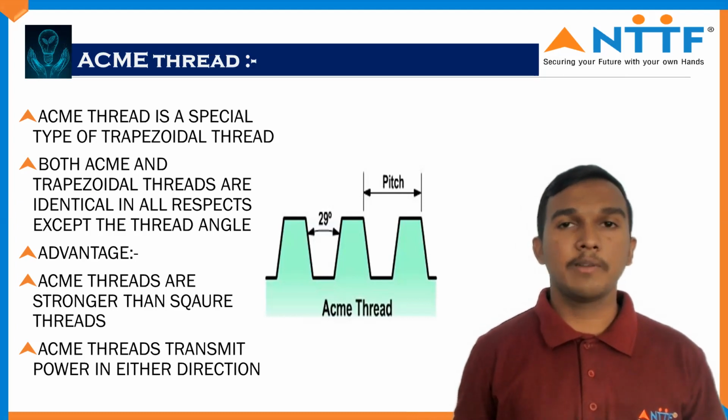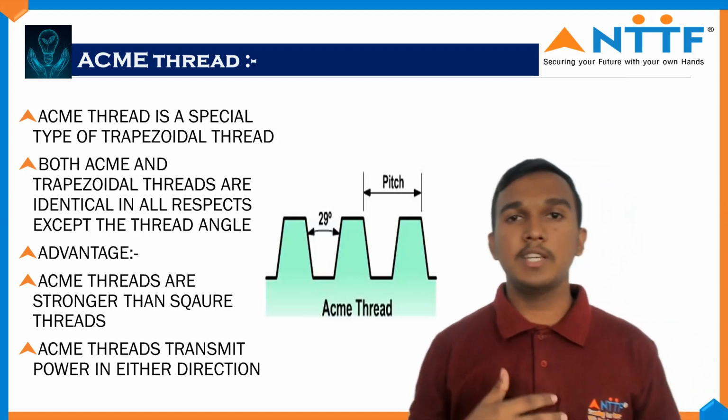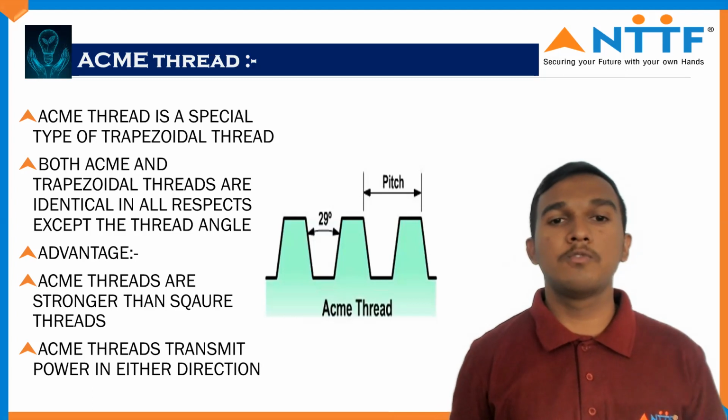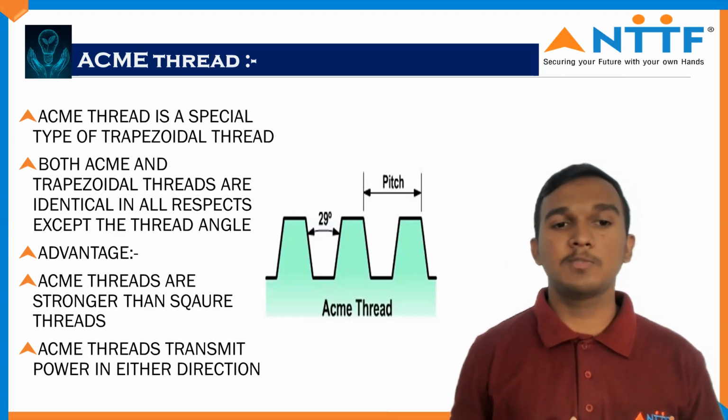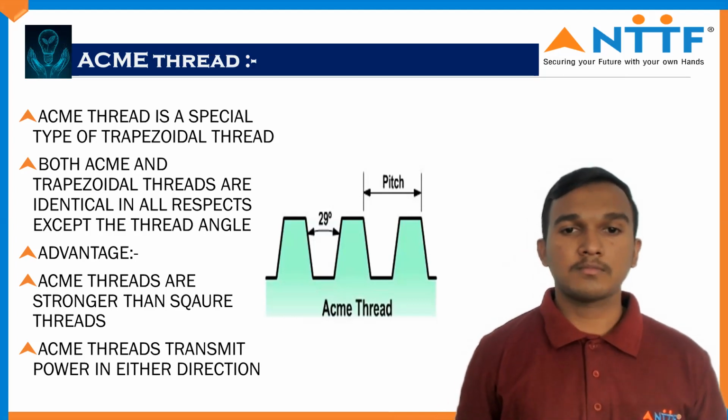Advantages of acme thread. Acme threads are stronger than square threads. Acme threads are more powerful than square threads. Acme threads transfer power in either direction.